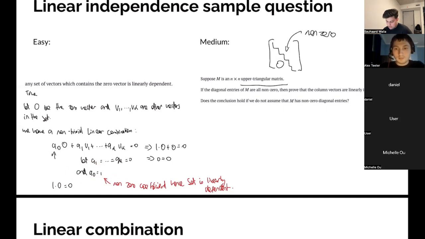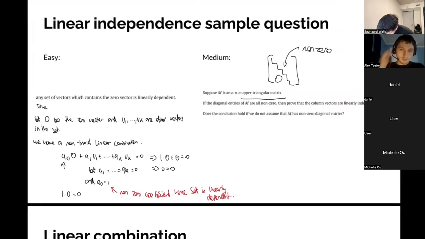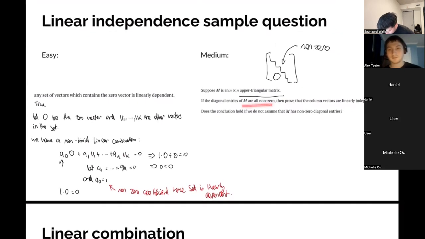Okay, so I'll give you guys a second to think about the second one here, and then we'll jump into that. Is the main diagonal all 0 too? So it says it here actually later in the question, if all the diagonals are non-zero. So assume they're not. So if the diagonal entries of M are all non-zero, then prove all this stuff. And then we'll check if it holds, if they're non-zero as well.